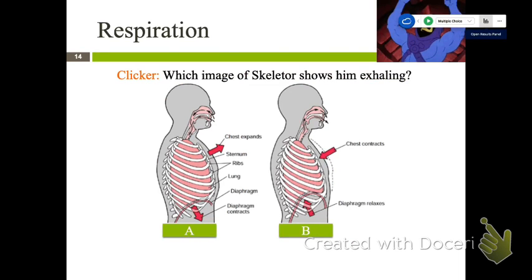Okay, let's talk about breathing and application of gas laws. Based off of the image here, you can pinch with your fingers and zoom in. Look at all the different components. Which one of these is the best representation of Skeletor exhaling? Think about multiple reasons why.